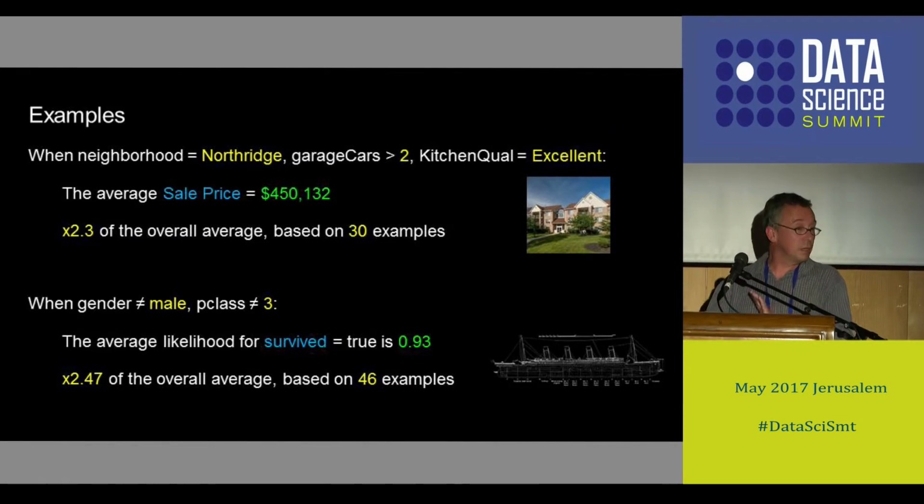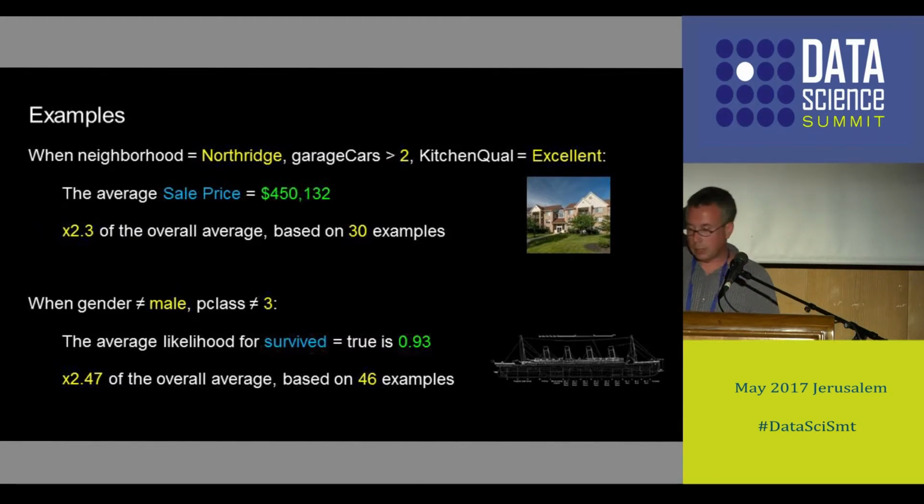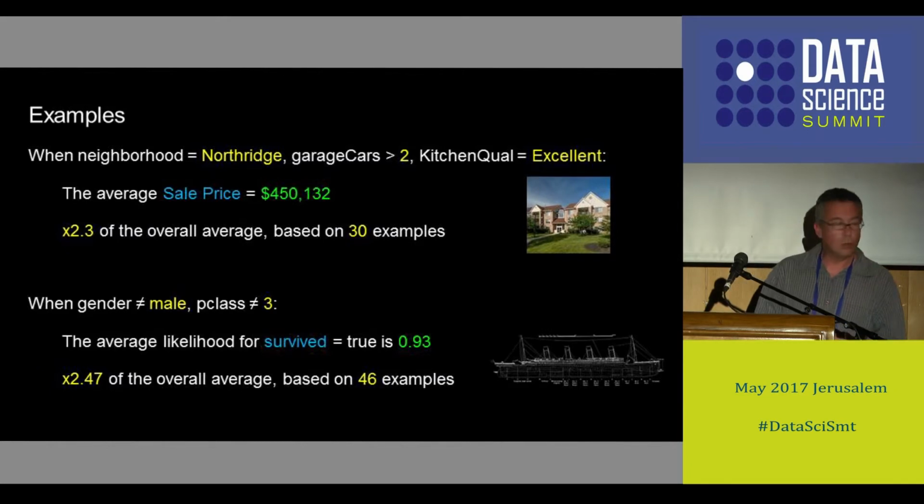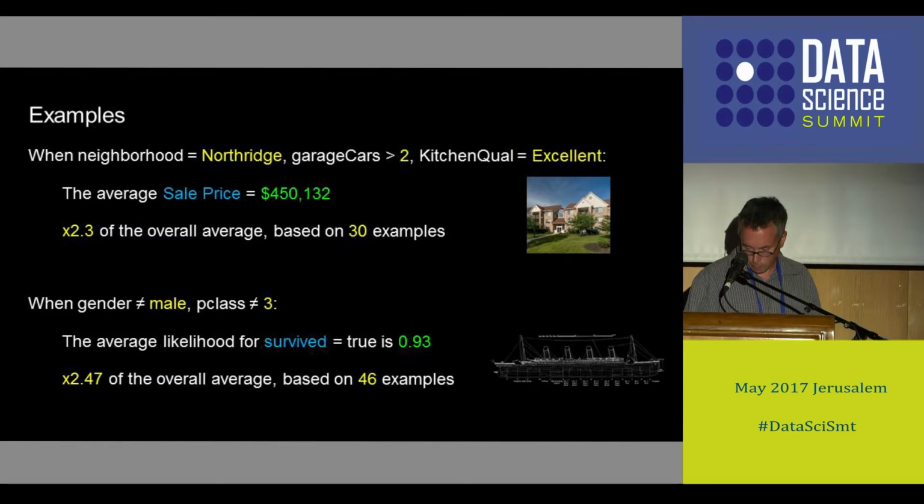It also gives me a very nice segmentation. I personally like to take a data set and look at all the explanations, and it gives me a lot of insight on the data set just by doing that. The second example is from the Titanic. If you are a female and your passenger class is not the third, then you're in pretty good shape, much better than the average Titanic passenger.